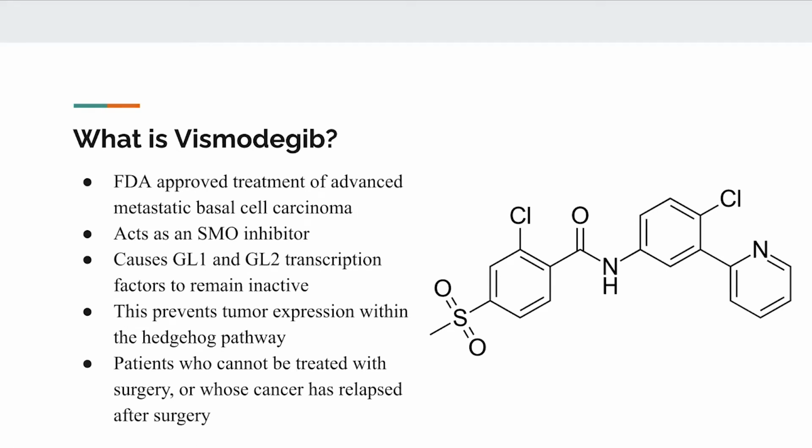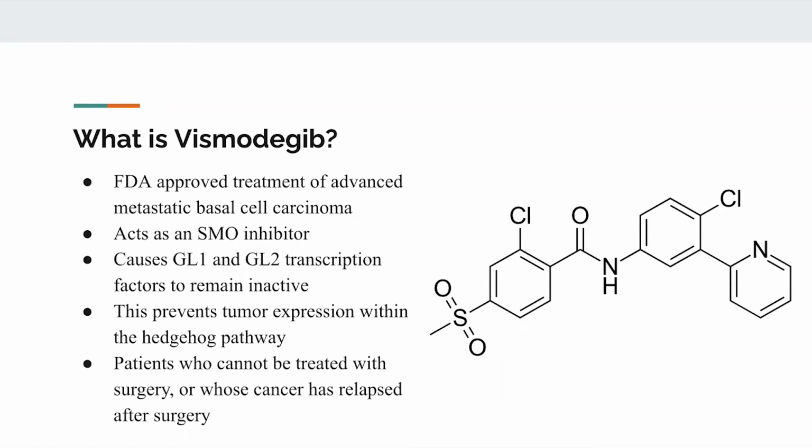Vismodegib is an FDA-approved treatment of advanced metastatic basal cell carcinoma. It became the first agent to target the hedgehog pathway to receive FDA approval in 2012, and then it was also approved by the European Medicines Agency in 2013. It acts as a smoothened receptor inhibitor that causes GLI1 and GLI2 transcription factors to remain inactive. When these transcription factors are inactive, they can no longer be released to trigger transcription of genes involved in cell renewal, fate, and survival, as well as angiogenesis.